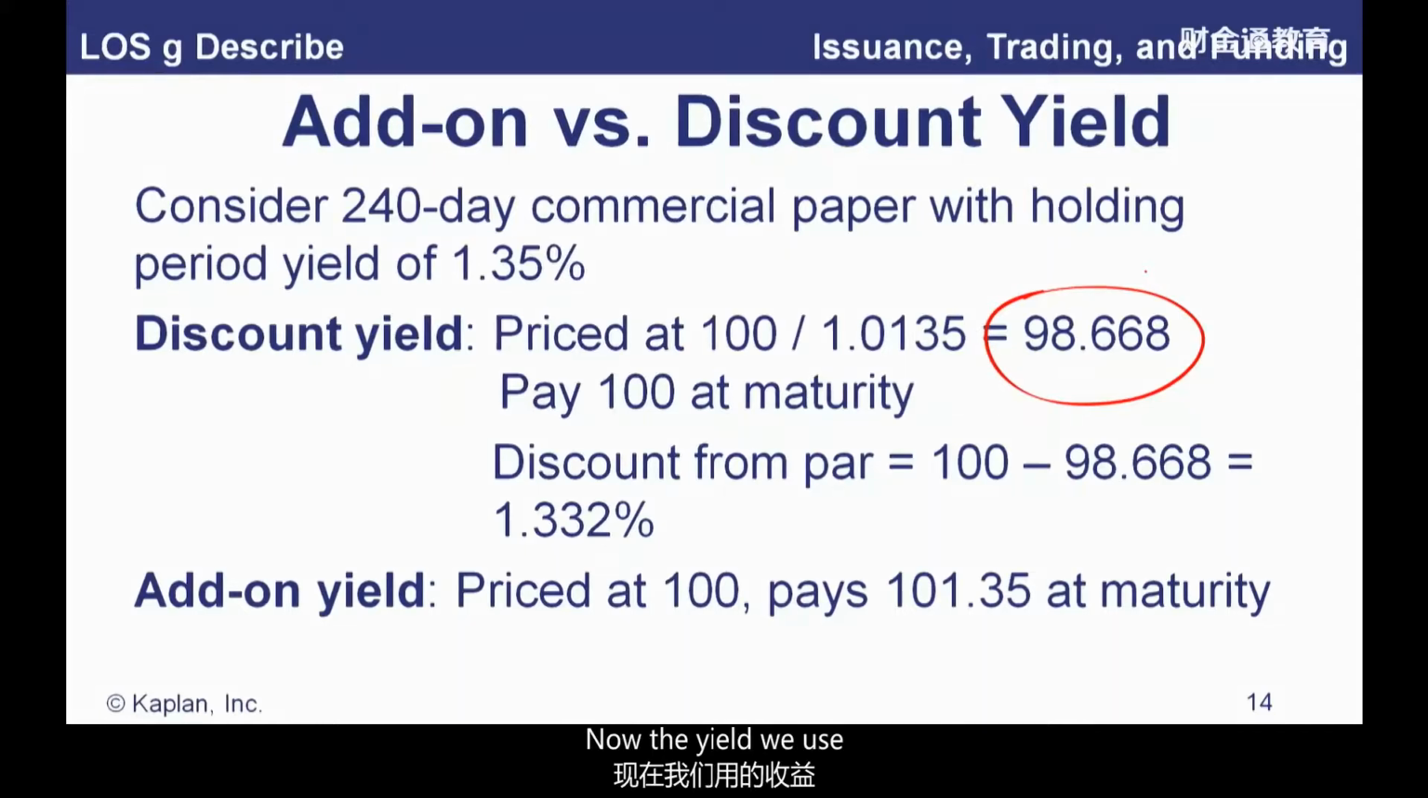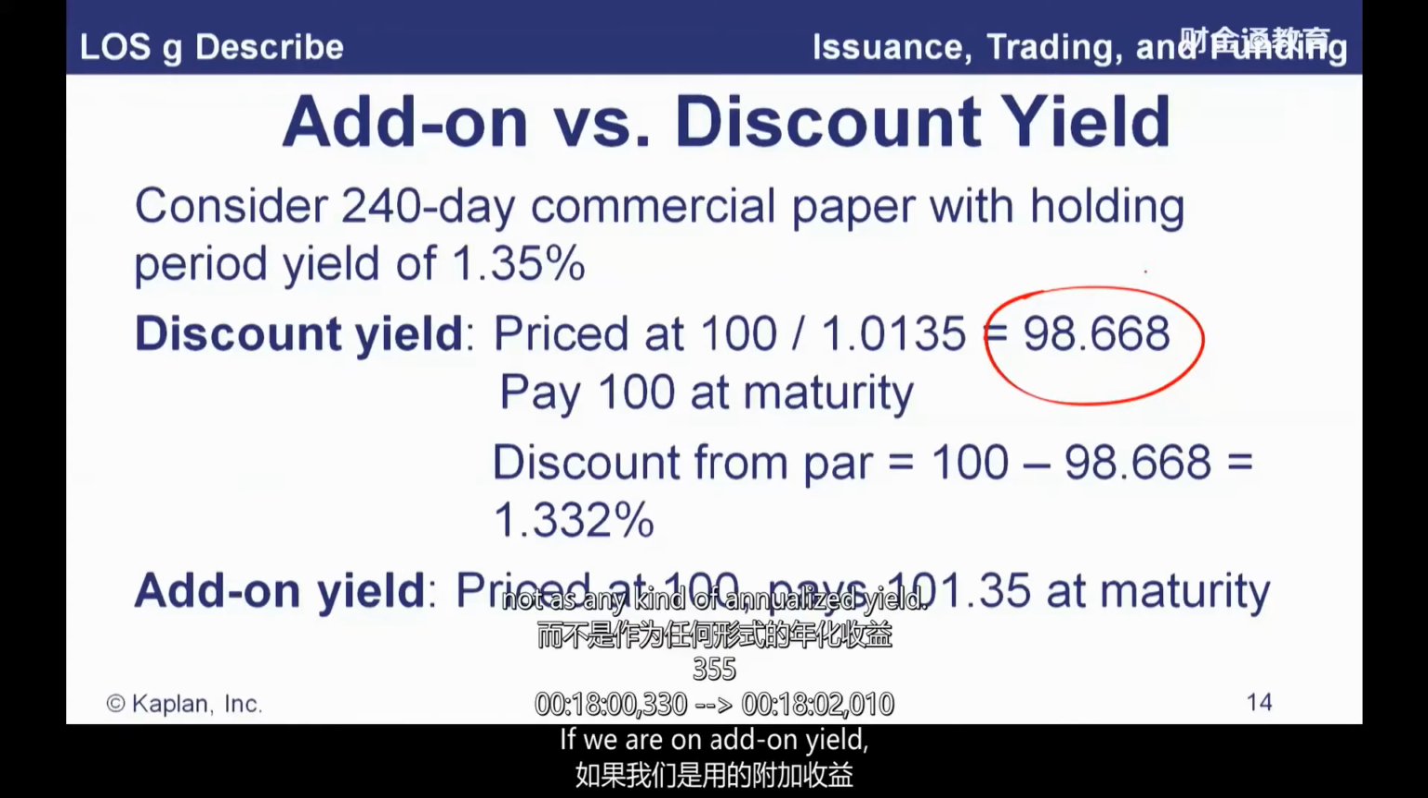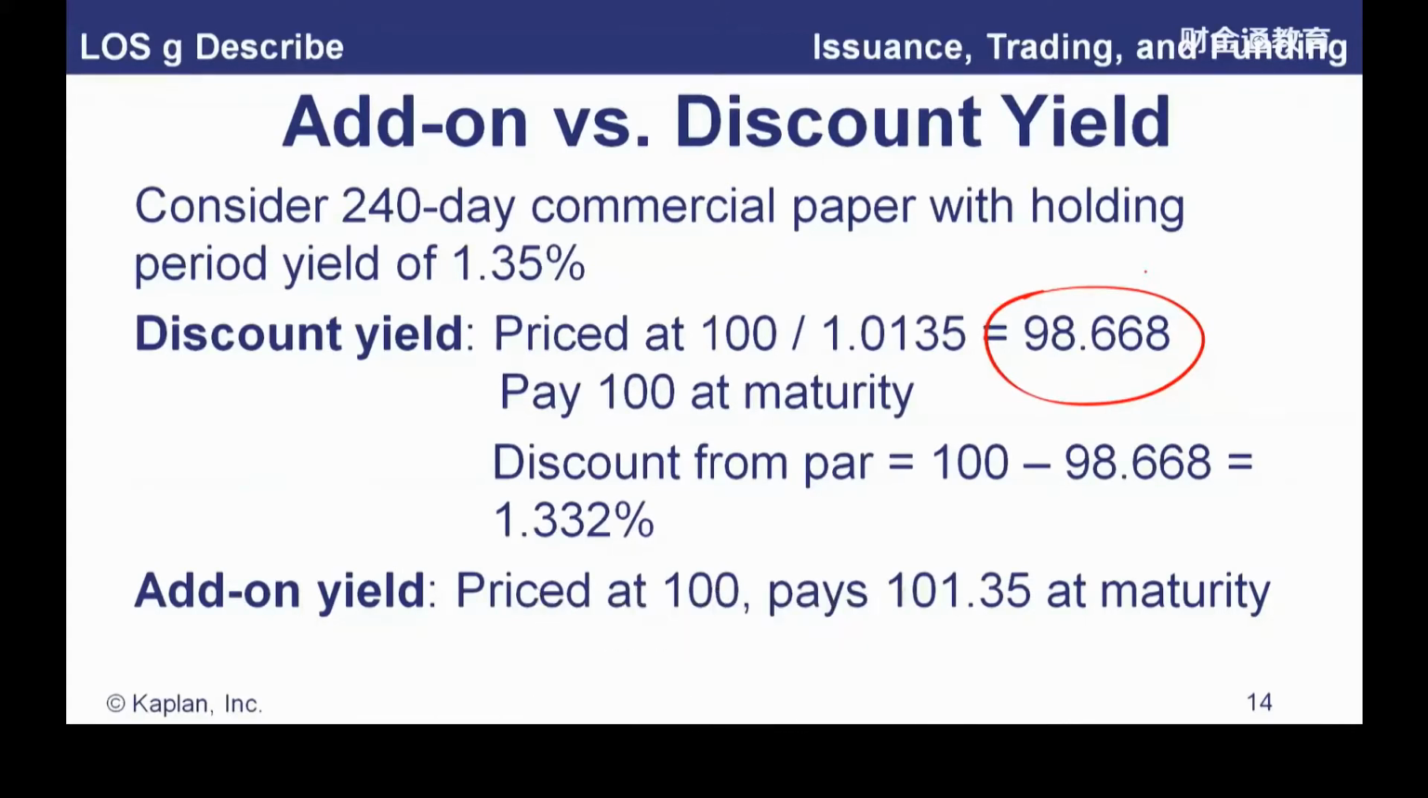Now, the yield that we use there, that's the effective holding period yield, right? We've got a 240-day period. We used 1.35%, and that's actually the effective rate that you would earn over that 240-day period. So we used that 1.35 as a holding period yield, not as any kind of an annualized yield. If it were an add-on yield, we'd pay 100% of par, and at maturity, we'd get 101.35% of par. So that's add-on yield versus discount yield.